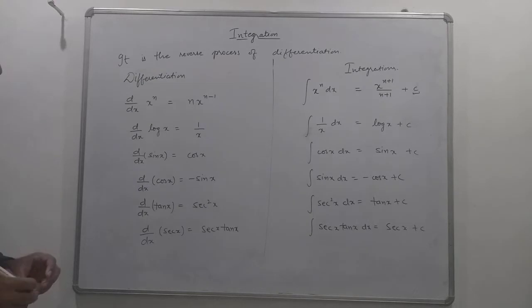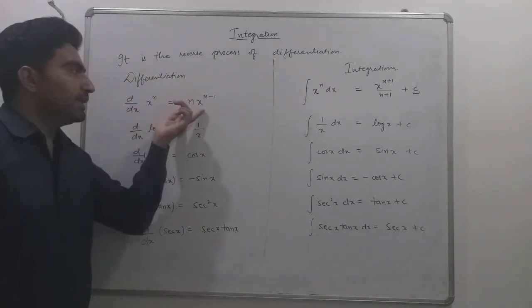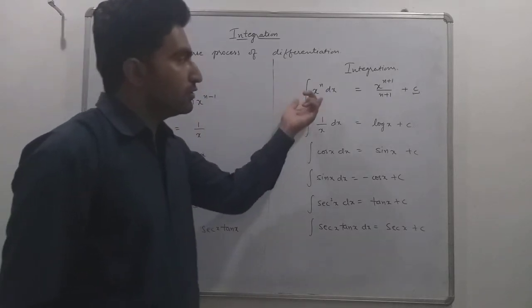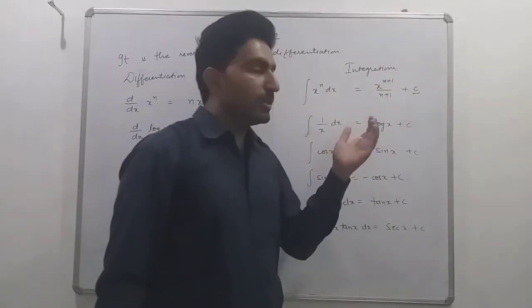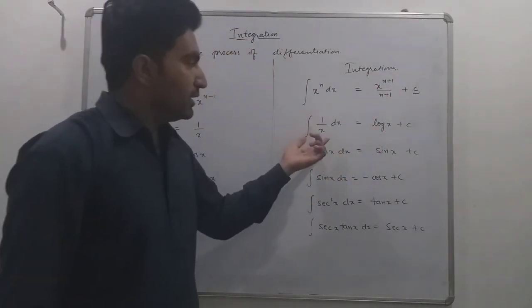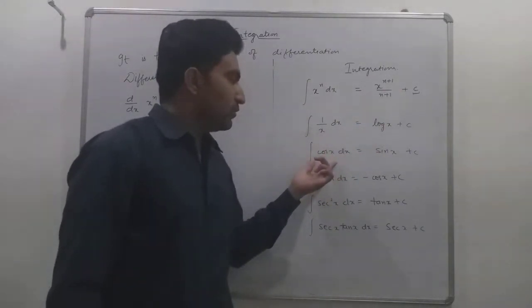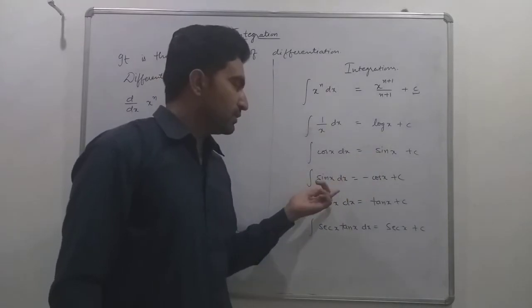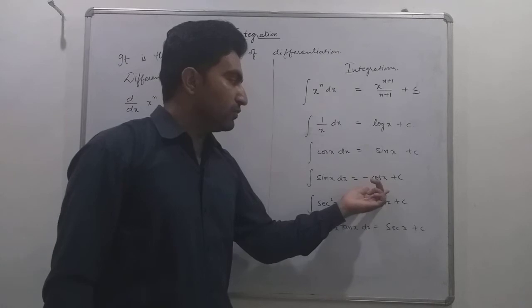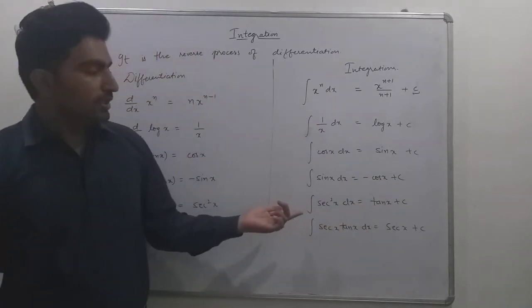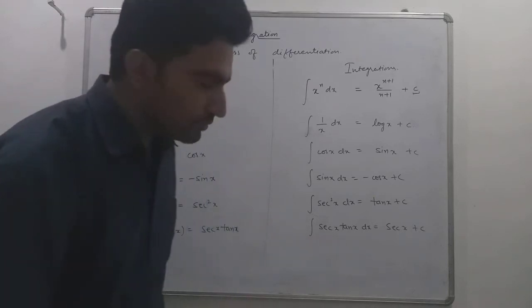So we can see from these formulas that differentiation of x raised to power n is n x raised to n minus 1, and the integration of x raised to power n dx is equal to x raised to power n plus 1 divided by n plus 1. Similarly, integration of 1 by x is equal to log of x plus c. Integration of cos of x is equal to sine of x. Integration of sine x is equal to minus of cos of x. Similarly, the integrations for secant square x and secant x tangent x.